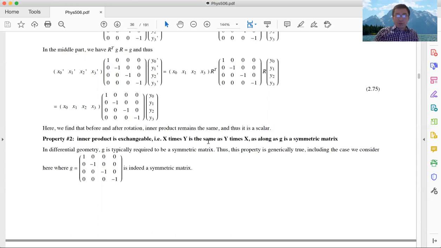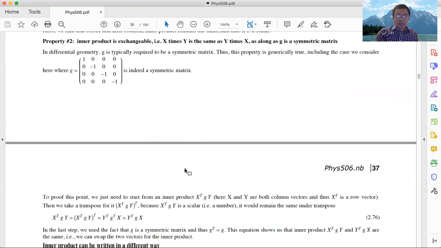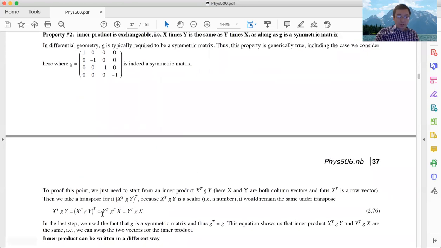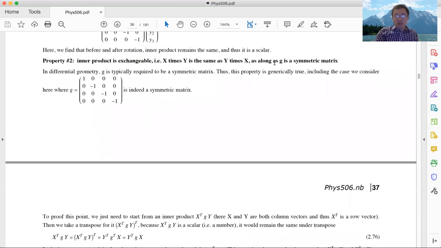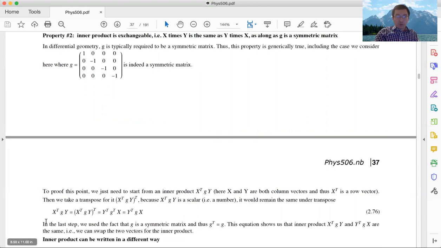It turns out for inner product, you can always switch the order. X times y is the same as y times x. I will not bother you with the detail. By the way, this is true as long as the metric tensor is a symmetric matrix, and we usually assume the metric tensor is symmetric. As long as the metric tensor is a symmetric matrix, the inner products of xy and yx are always the same. For the metric tensor we are using here, it's obviously a symmetric matrix. So xy and yx, the inner products, are the same thing. To prove that, it's quite straightforward. We just need to take a transpose.